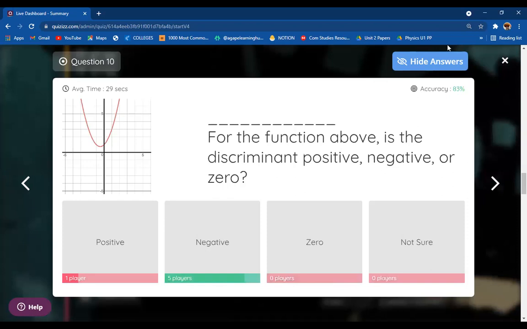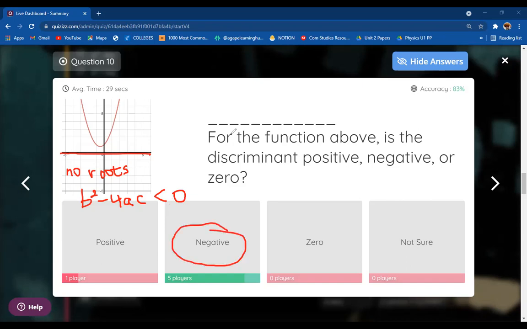Okay. This graph does not touch my x-axis. So what does that mean? If it does not touch my x-axis, that means I have no roots. And if I have no roots, that means that the value of b squared minus 4ac, so the value for my discriminant, is less than 0. And if a number is less than 0, we know that it is negative. Everybody understands that? Yes, miss.